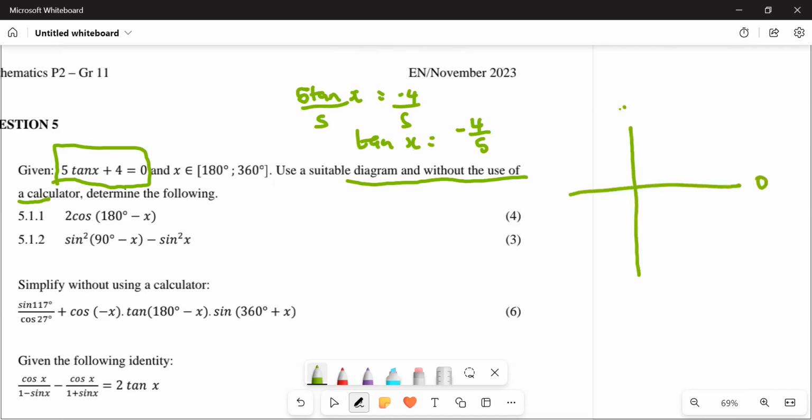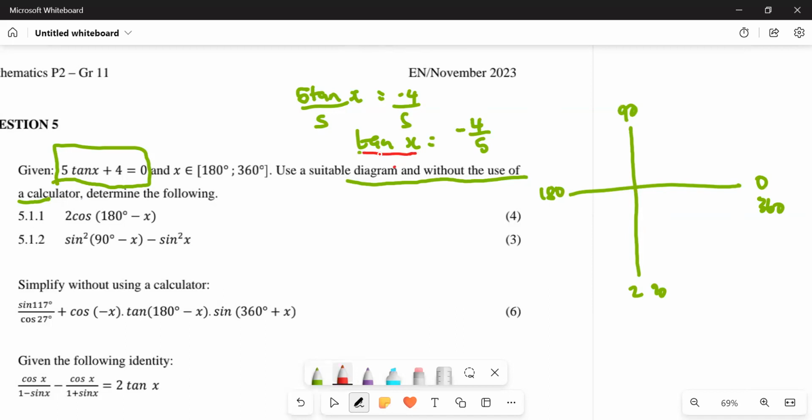And then you say you have 0, you have 90, you have 180, you have 270, and then you have what? 360. And then you want to know, according to this, we are looking for a trig ratio like tan x. Where is tan going to be negative? On which quadrant do we expect tan to be negative? Second and third. We expect tan to be negative on the second quadrant and also on the what? On the fourth quadrant. So it means we can draw our diagram on the second quadrant, or we can draw our diagram on the what?